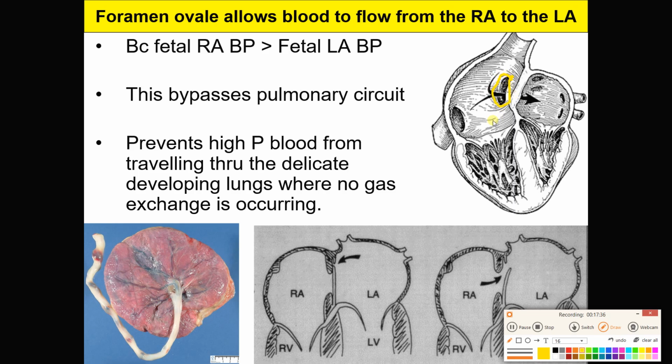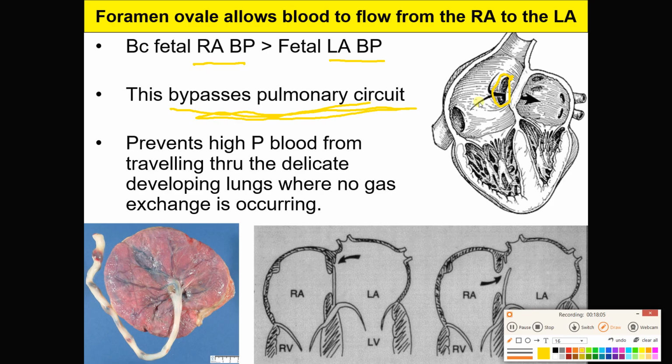The foramen ovale lets blood go directly from the right atrium across to the left in the fetal heart. Now, blood will flow this way because fetal right atrial blood pressure is higher than left atrial blood pressure. Blood always flows from high to low pressure, of course. And what this does, this is the important thing, this bypasses the pulmonary circuit.